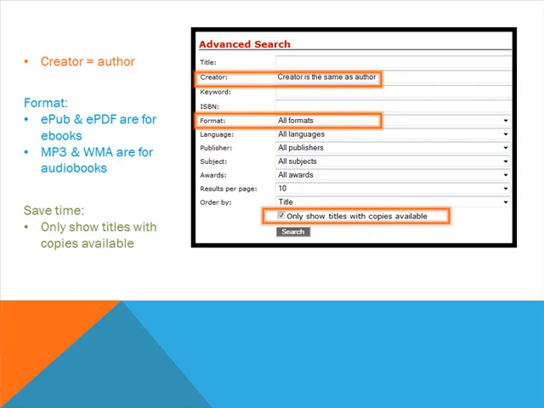The last selection of the advanced search form that I want to cover is the checkbox at the very bottom of the form. OverDrive is a very popular database, and oftentimes all of the copies of a book will be checked out. To save some time, OverDrive can show you only those titles that have copies available to download.